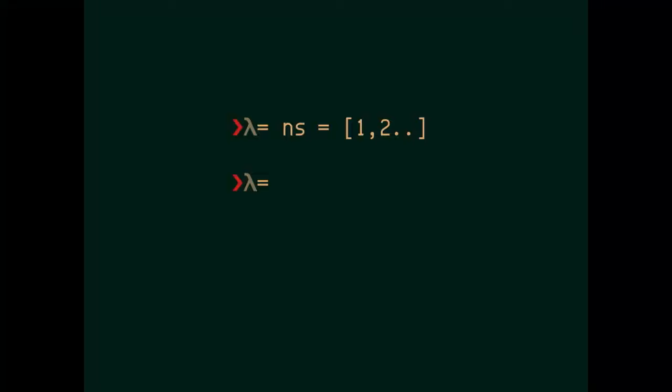So laziness allows us to do cool things like construct infinite lists. So I can say n's is 1, 2, etc. This is the infinite list of numbers starting from 1. And we can do cool things like ask if any of the elements of this infinite list are even. And Haskell will come back and say, yeah, there are some even numbers in this infinite list. It doesn't construct the infinite list, obviously, but it will construct exactly enough so that it can figure out whether any of them are even.